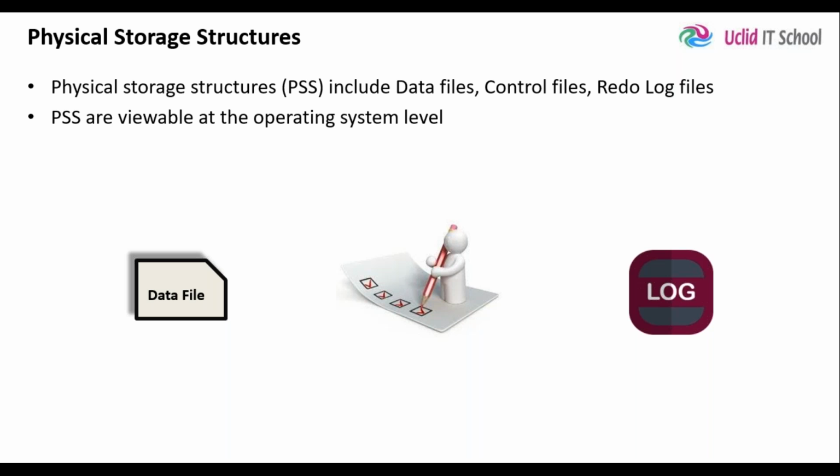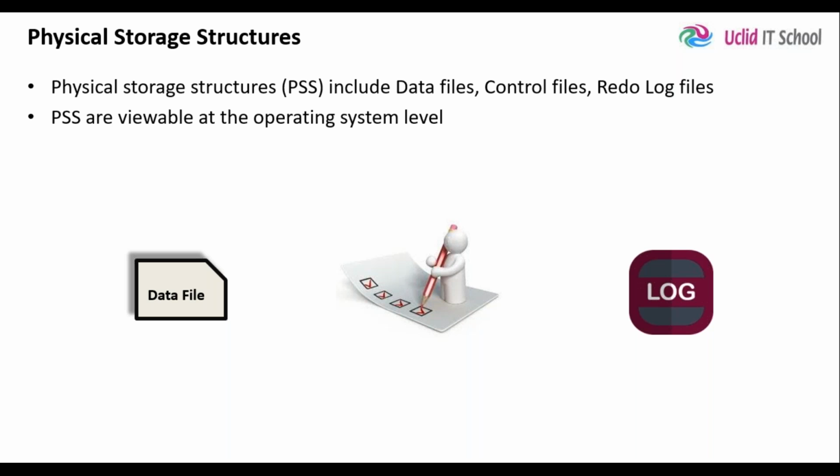Why are they called physical? Physical storage structures are viewable at the operating system level. You can see these files at OS level. Physical means anything that can be viewed, right? Logical means which is imagined, which you cannot view. So any file you can see at OS level, that's why they are called physical storage structure.